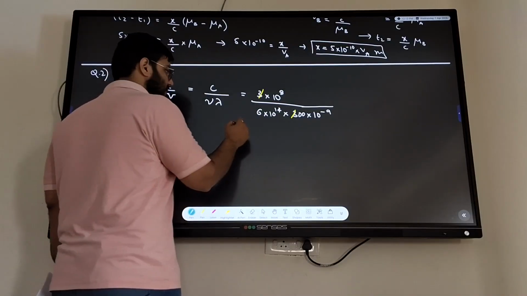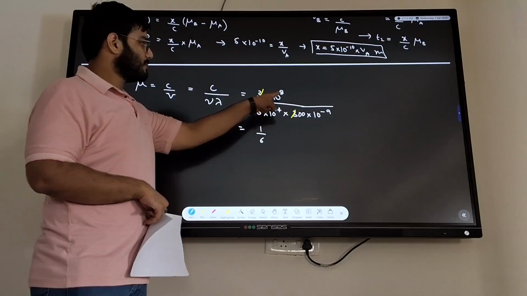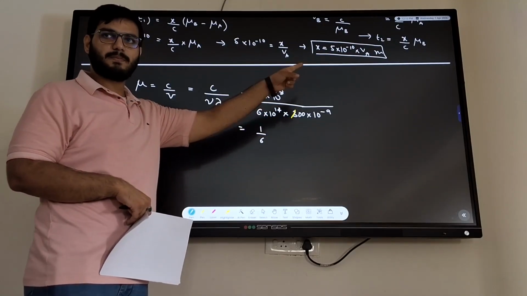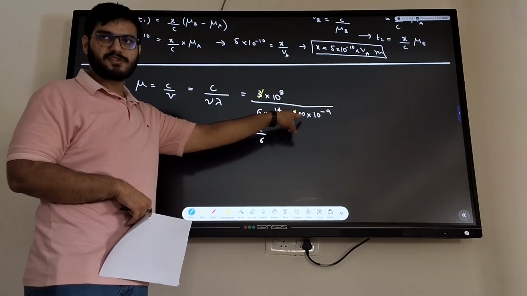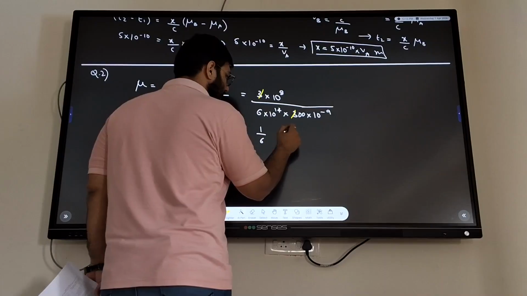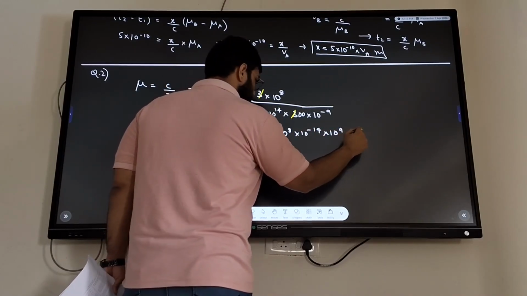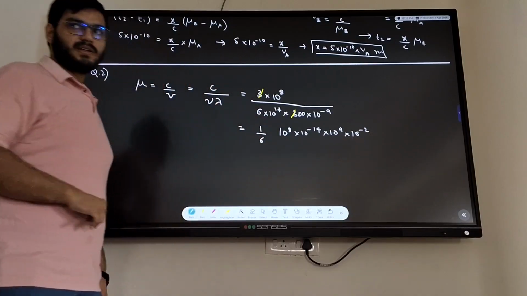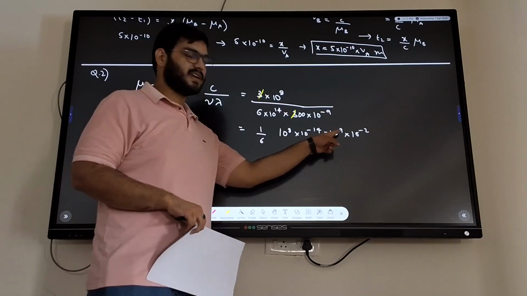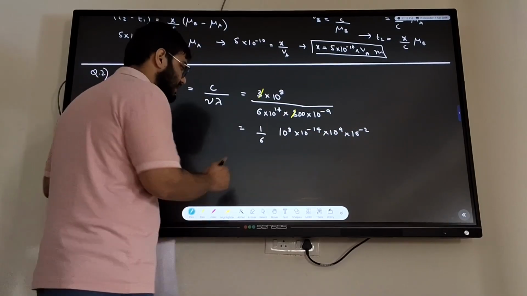Can I do it like this? 1 by 6. Now I am putting all the powers together. There is a 10 power 8. This 14 goes up, becomes minus 14. Minus 9 goes up, plus 9. This is 10 to the power plus 2, goes up, becomes minus 2. Then what will you get? 8 minus 14, 9 minus 2. 8 minus 14 is minus 6, minus plus 9 is plus 3, plus 3 minus 2 is 1. So you will get 10.